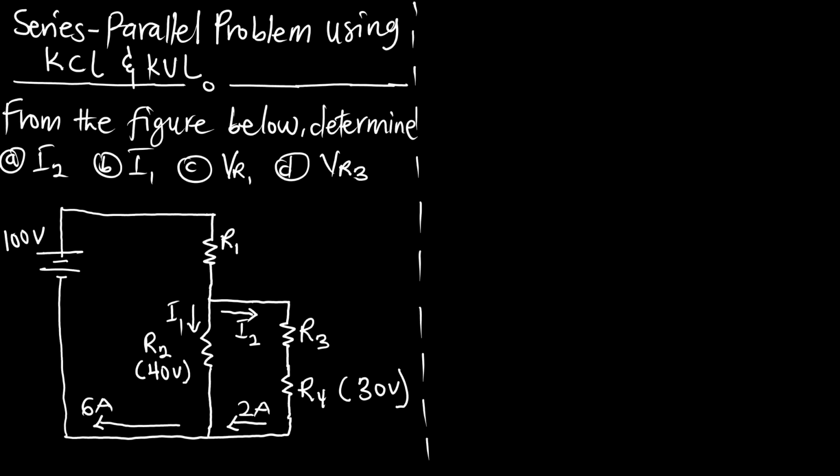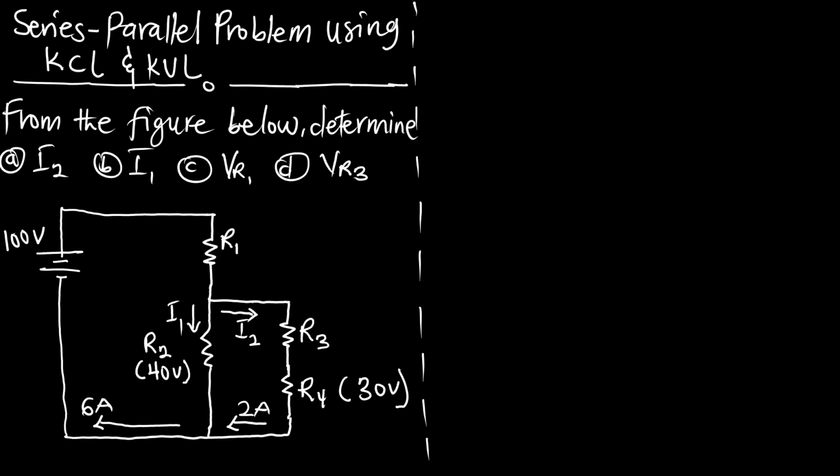In this episode, we are going to solve a problem on series parallel using KCL and KVL, Kirchhoff's current law and Kirchhoff's voltage law. So we have a problem, and this is our diagram with some parameters given. Based on the idea of Kirchhoff's current law that we treated in the previous episode, and Kirchhoff's voltage law, we are going to combine the ideas and solve this problem.